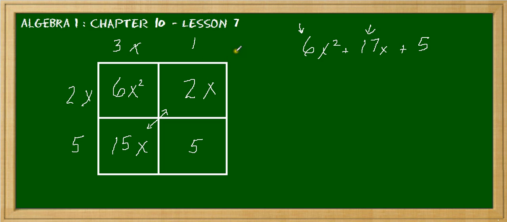So what are our factors? Well, our factors would be, and you can write them either way, 2x plus 5, right? That's what we have here on this side. And on the other side, we have the factor of 3x plus 1. So I put my little equal sign, and this is equal to these two binomials. So we factored this polynomial 6x squared plus 17x plus 5 into these two binomials.